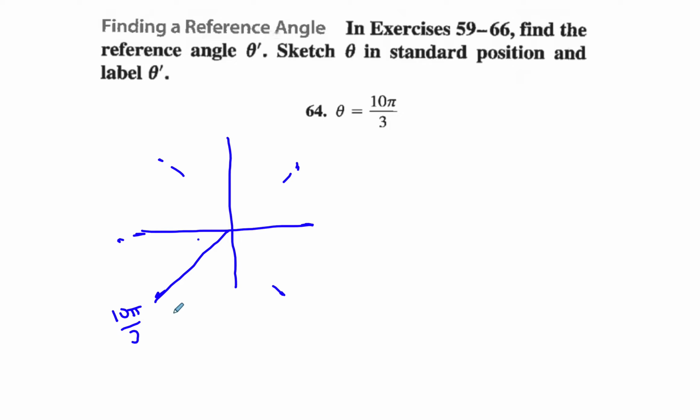So what is this angle here? That would be the reference angle. So theta prime would be pi over 3 again, because that's the difference between these two, 10 pi over 3, 9 pi or 1.5 pi, right?